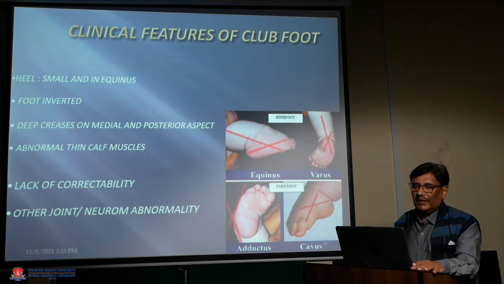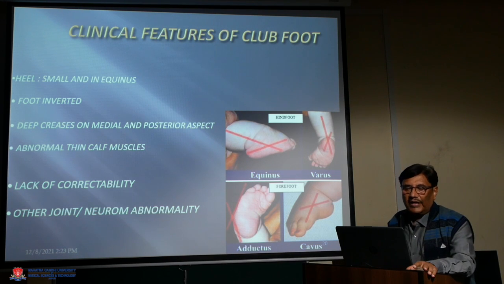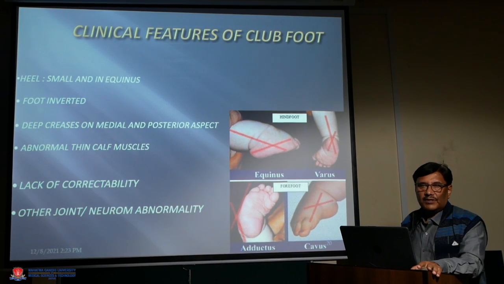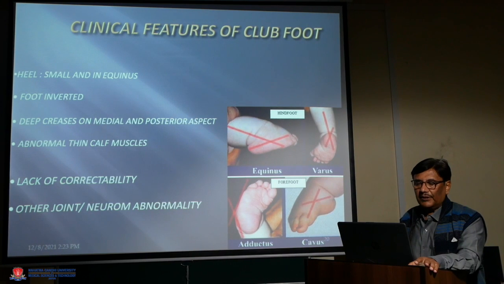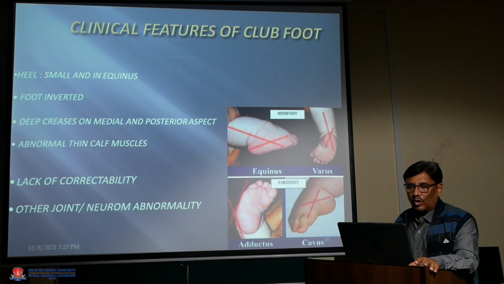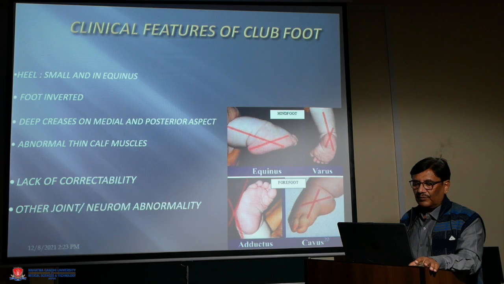So once we see a clubfoot, we examine the whole foot and we find that the heel is small and there is an equinus. Equinus means plantar flexion of the ankle joint, as I told you earlier. The whole foot is inverted. There are deep creases on the medial and the posterior aspect of the foot. Here this is the foot, lying in plantar flexion, so there is equinus. The foot is inverted. We see deep creases on the medial side of the foot and on the posterior aspect of the foot.